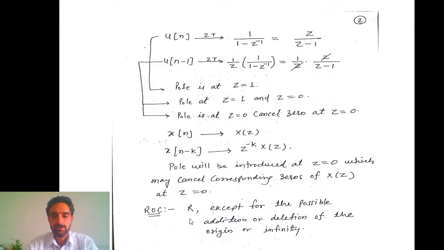So the final ROC will be R. And what is R? R is the ROC of this u of n, the basic signal. So the final ROC is R, except for the possible addition or deletion of the origin or infinity. By the shifting property, we have seen that one pole is introduced because of the shifting of this signal by 1 point. So the final ROC will be R except for the possible addition or deletion of the origin or infinity.